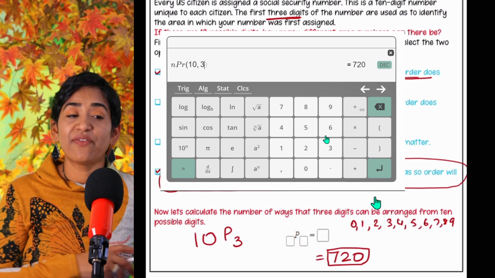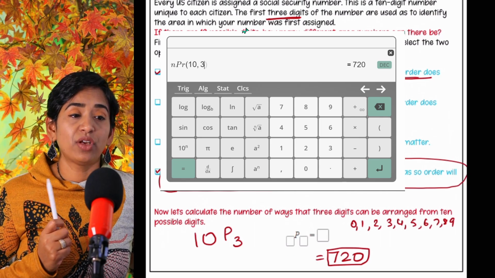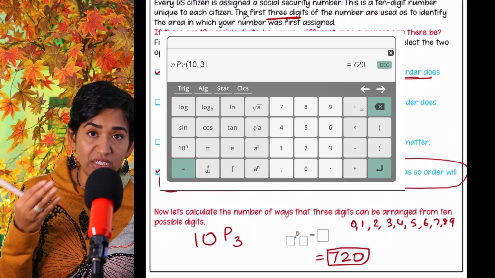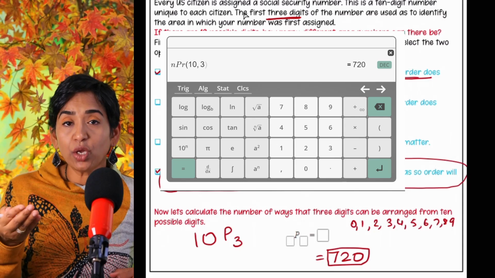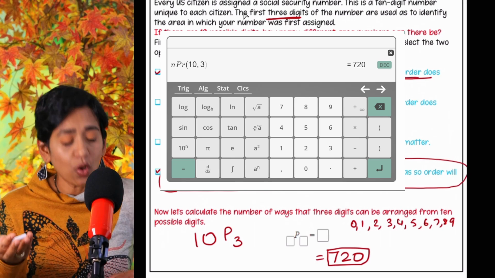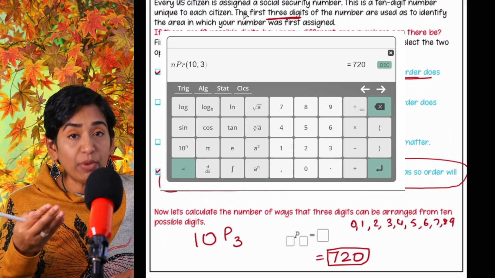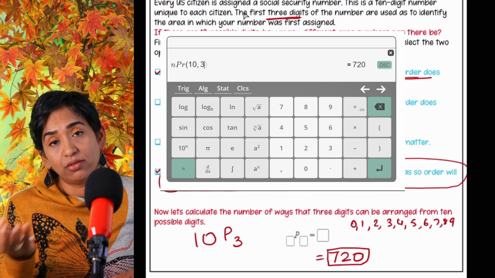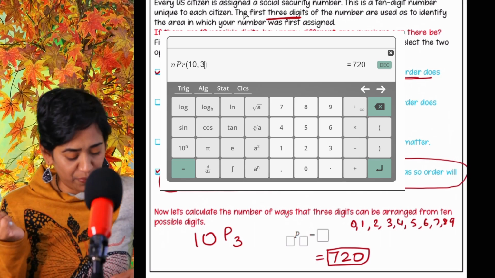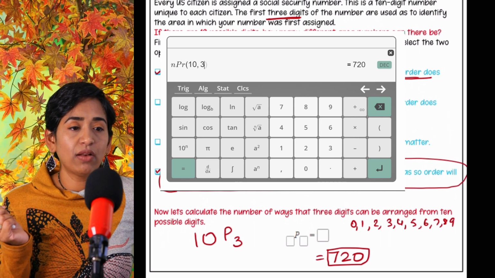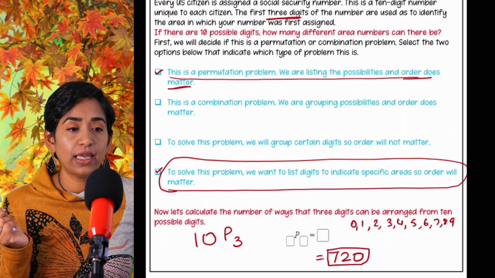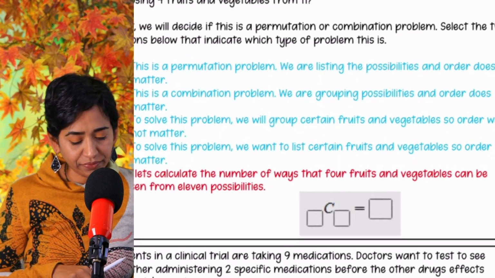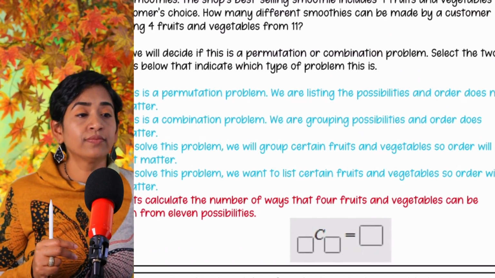Fair enough, 720. So NP3, because all they're asking me is, first tell me if it's a permutation or combination. Once you know it's a permutation or combination, go ahead and calculate how many ways the three digits can be arranged in the first 10 digits. So there you go. Let me close Class Calc and move on to the next one.